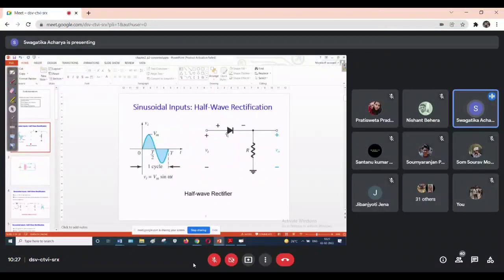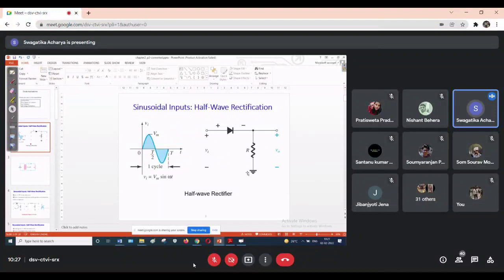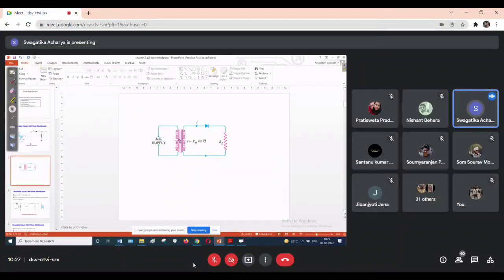So coming here, the transformer circuit is also there. In the exam, you can draw this circuit, but for the analysis just go for the diode and resistance part only. There is no need for extra calculation; we will just check the output side calculation. Here the input will be vi equals vm sin omega t, right?